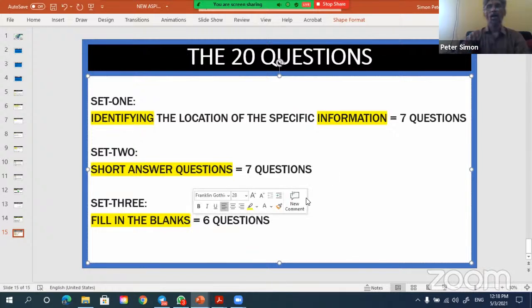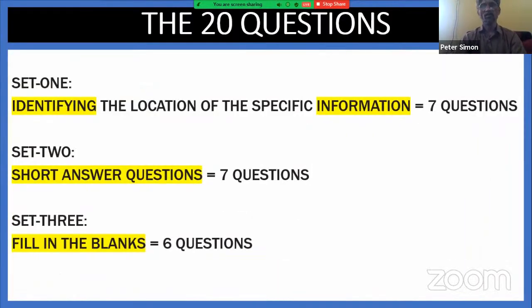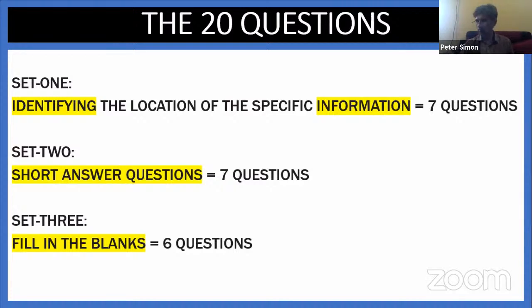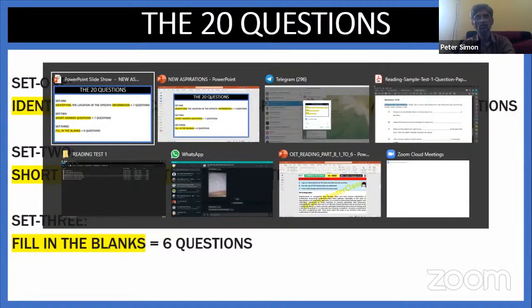Right. Identifying information, short answer questions, and fill in the blanks. These are the three different things. Now go through the questions. I'm going to give you the options now, A, B, C, D options. I'll give you a quiz. This is part A. I'll give you a different type of testing, which nobody gave you.